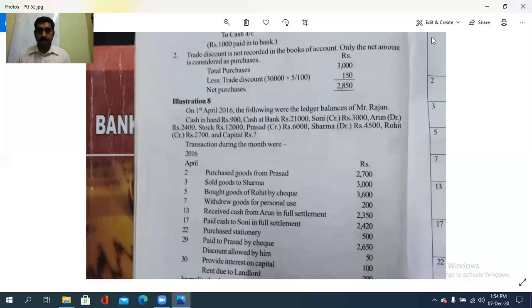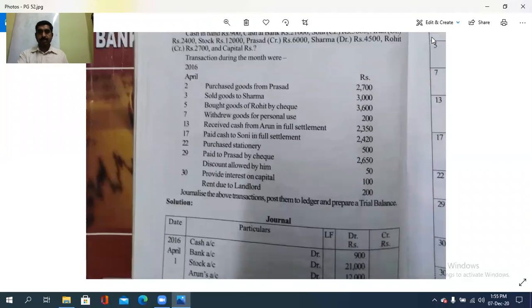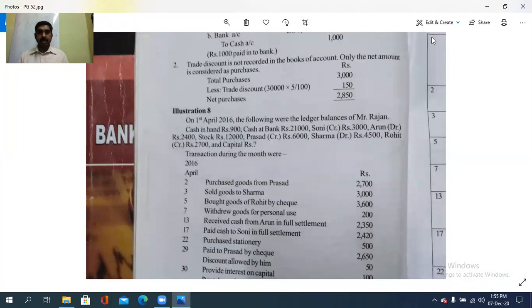So this is the question. On 1st April 2016, the following were the ledger balances of Mr. Rajan. Cash in hand is 9,900, cash at bank is 21,000. Then Sony creditor 30,000, Arun debtor 2,400, stock rupees 12,000, Prasad, that is the creditor, rupees 6,000, Sharma debtor rupees 4,500, Rohit the creditor 2,700, and we need to calculate the capital.